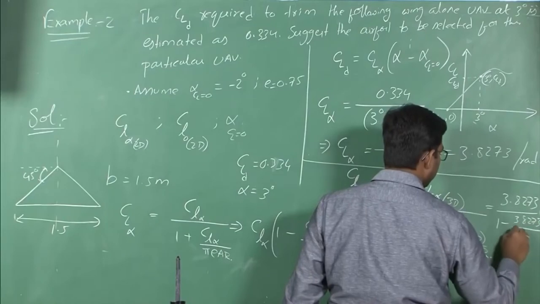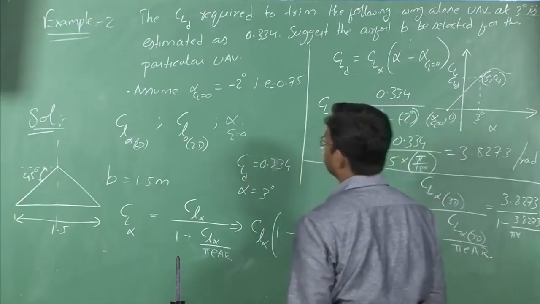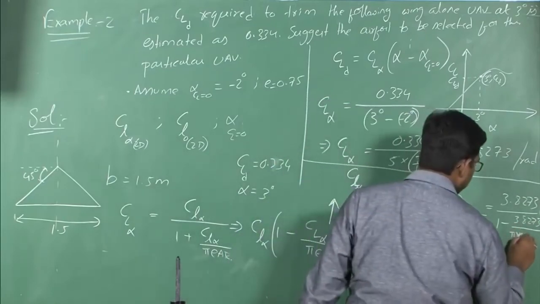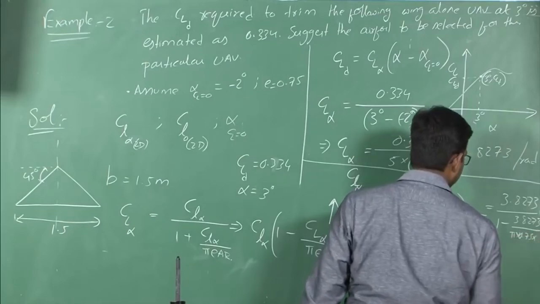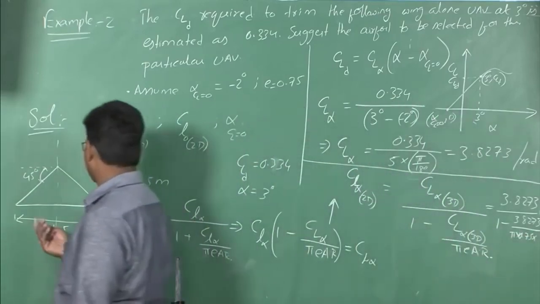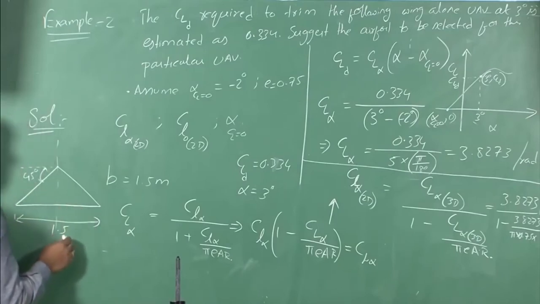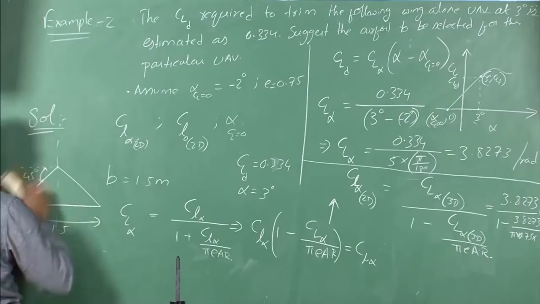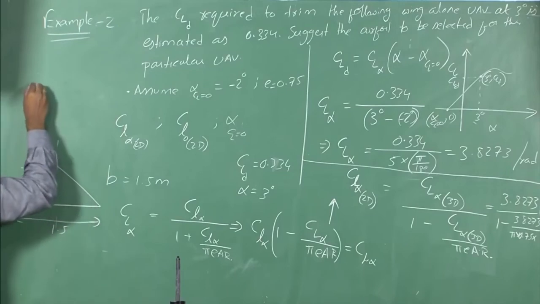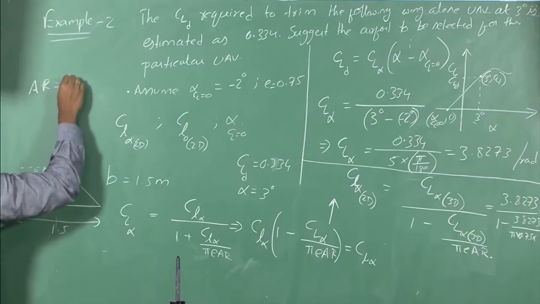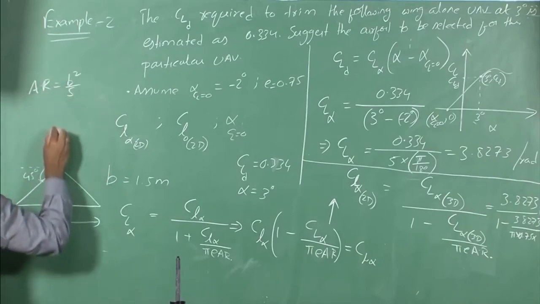Now, substituting the value of CL alpha 3D as 3.8273, and 1 minus 3.8273 divided by pi into what is Ostwald's efficiency factor, 0.75, into the aspect ratio of this wing. So, how to find the aspect ratio of this wing? We know aspect ratio AR is equal to b square by S.